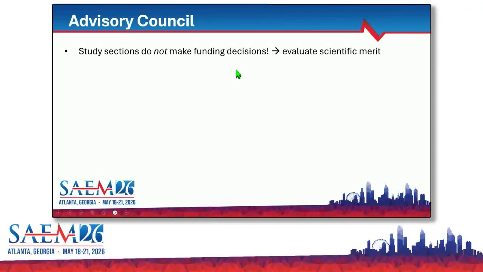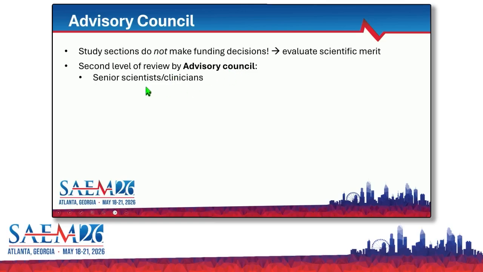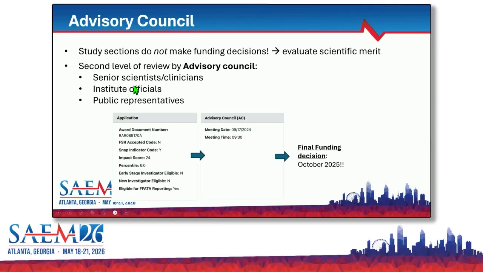Okay, last thing, study sections do not make funding decisions. They evaluate the scientific merit. Then there is a second level of review. Remember we mentioned the advisory council. No one really knows who these people are. These are senior scientists and clinicians, institute officials, public representatives. It's kind of a little bit of a black box.